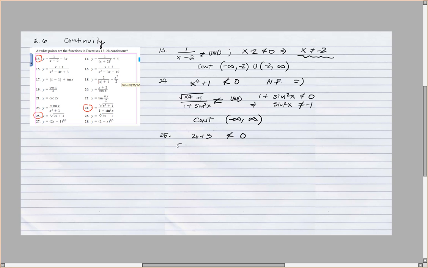This means then that 2x cannot be less than negative 3, or x cannot be less than negative 3 over 2. That means the function is continuous from exactly negative 3 over 2, because when it's exactly negative 3 over 2, you'll get 0, which is fine for the square root function, and all the way to positive infinity.